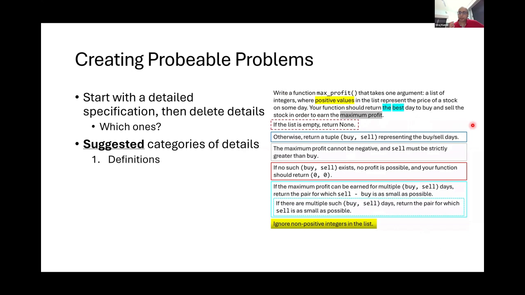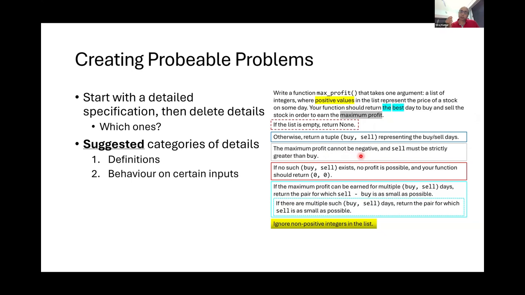Right? Some things that are going to be deleted are definitions. So for example, what exactly do we mean by maximum profit? This is a very standard question, which you may be familiar with, where you're given a list of prices of some stock, and you have to figure out the optimum day to buy and sell the stock in order to earn the maximum profit. Well, what exactly do we mean by maximum profit? There are some details about what does and doesn't constitute maximum profit, which are explained inside this gray box. Those details are deleted, right?